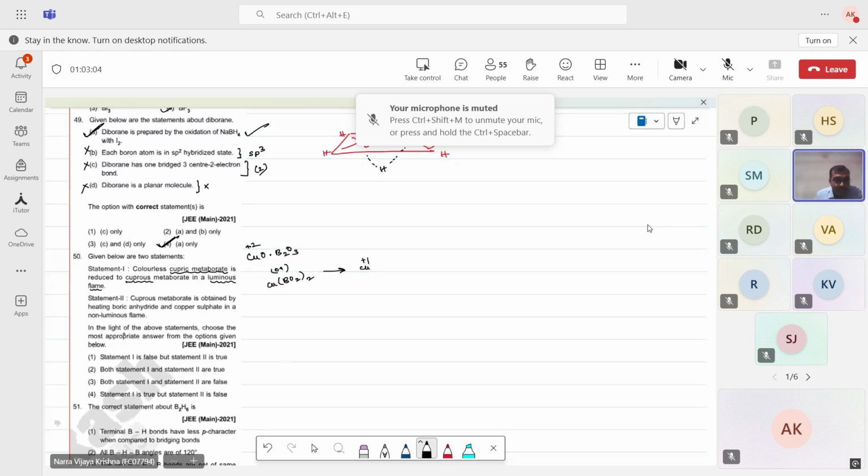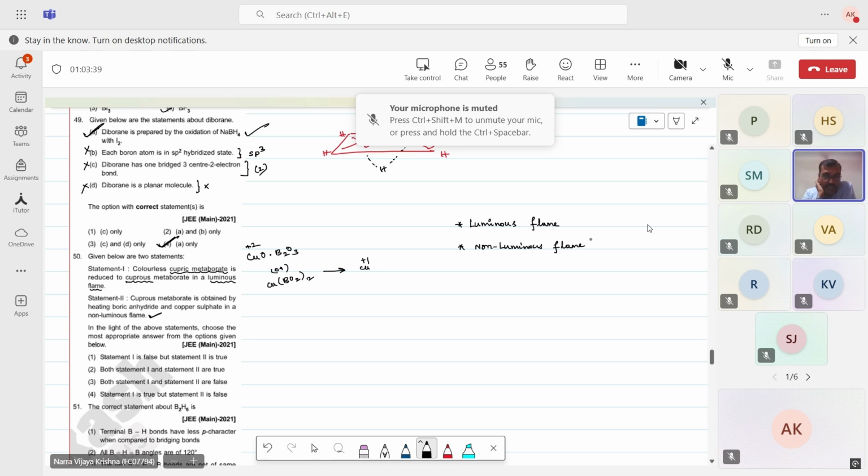Cuprous metaborate is obtained by heating boric anhydride and copper sulfate in a non-luminous flame. What is this luminous and non-luminous flame? These two you need to understand. Luminous flame, non-luminous flame. What is the meaning of it? What is the difference between them?